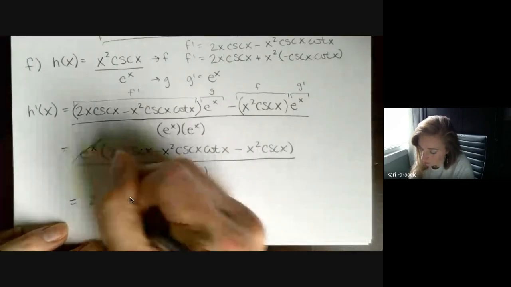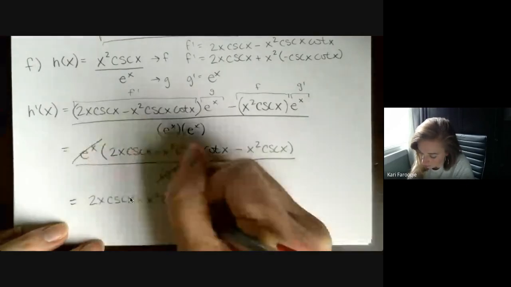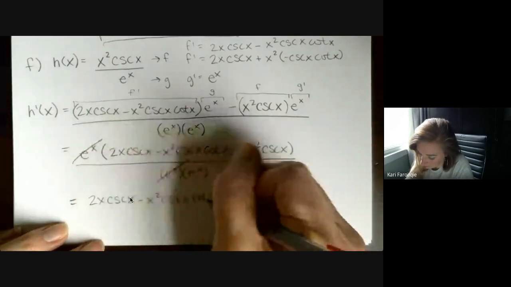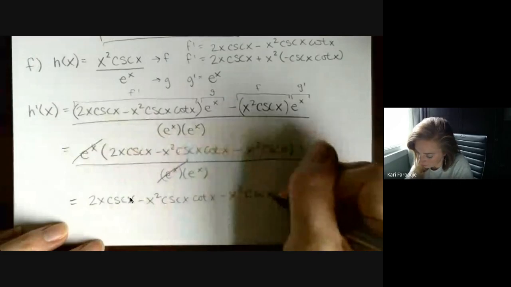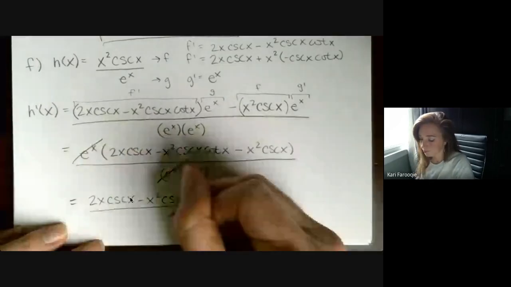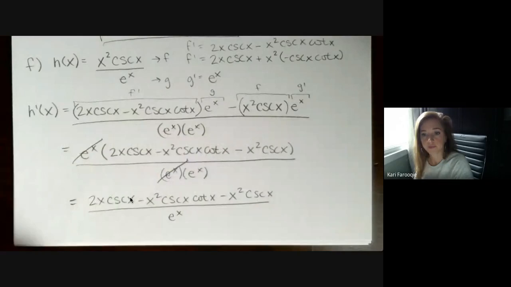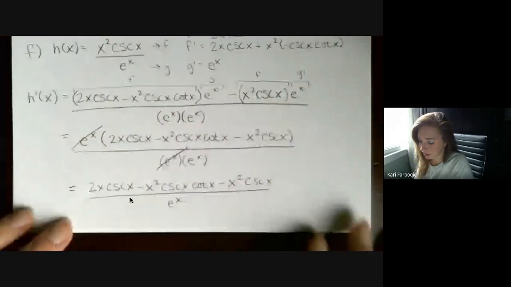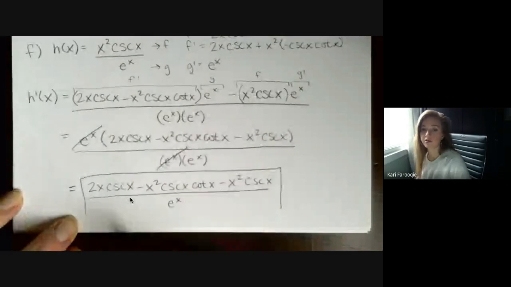My advice to students is always, if you don't have to factor, don't do it. Just leave it like that. You do have to cancel out the e to the x's though, otherwise it's not considered simplified.